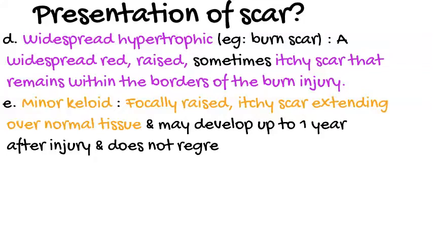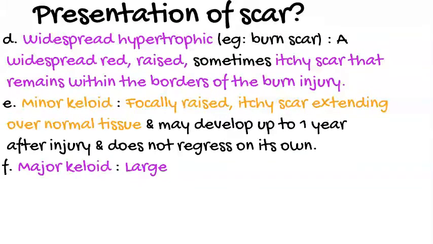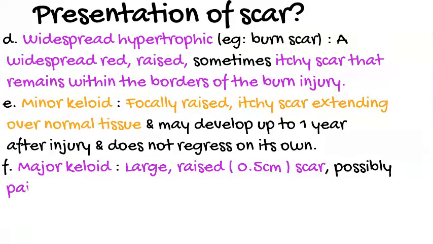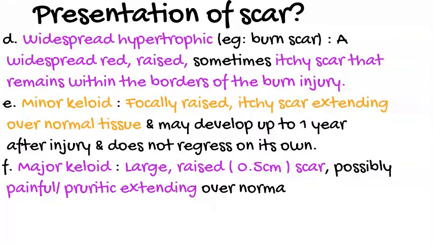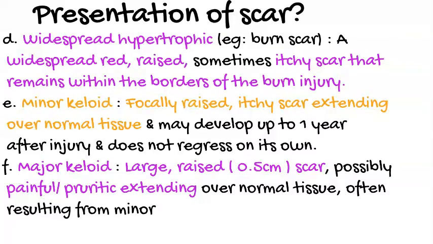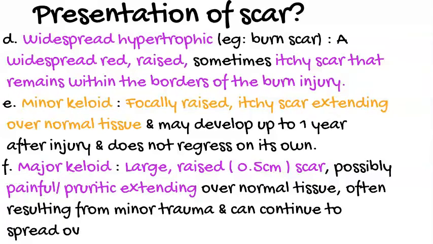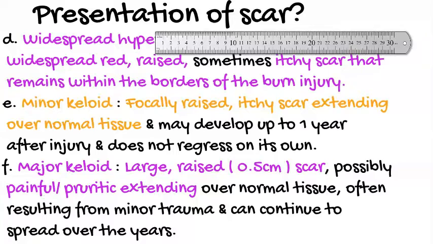E, minor keloid. It is a focally raised, itchy scar extending over normal tissue and may develop up to 1 year after injury and does not regress on its own. F, major keloid scar. It is a large, raised, more than 0.5 cm scar, possibly painful or pruritic, extending over normal tissue, often resulting from minor trauma and can continue to spread over the years.